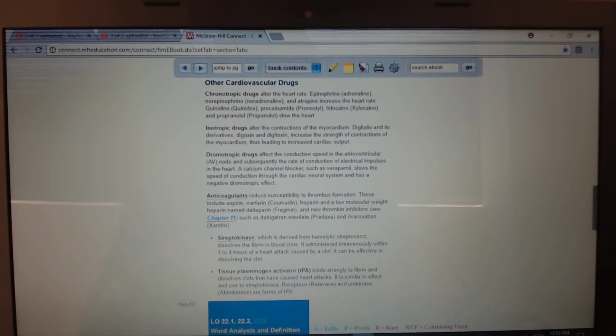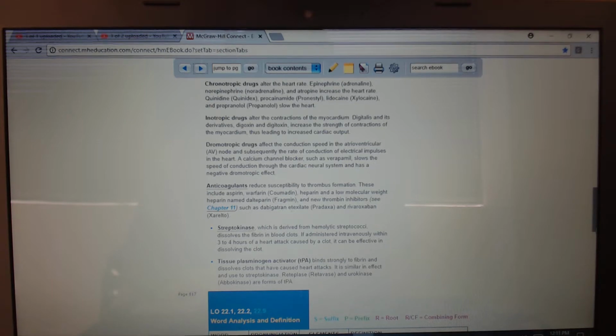Other cardiovascular drugs include chronotropic drugs that can alter the heart rate. Epinephrine or adrenaline, norepinephrine or noradrenaline, and atropine increase the heart rate. Quinidine, Quinidex, procainamide, Pronestyl, lidocaine, Xylocaine, and propranolol slow the heart rate.